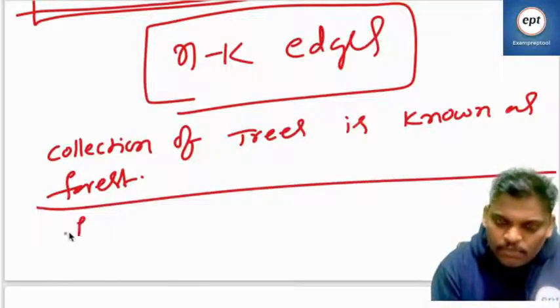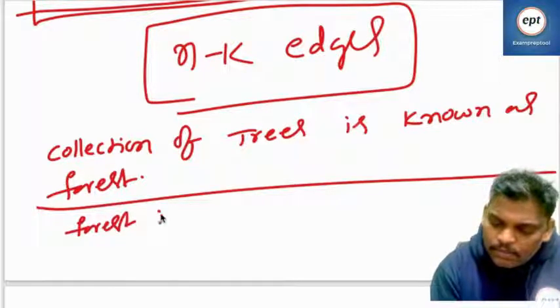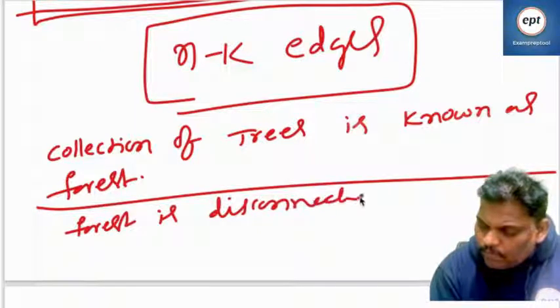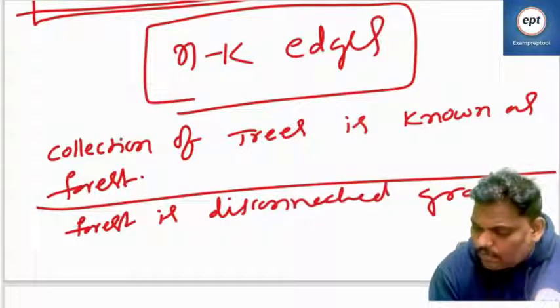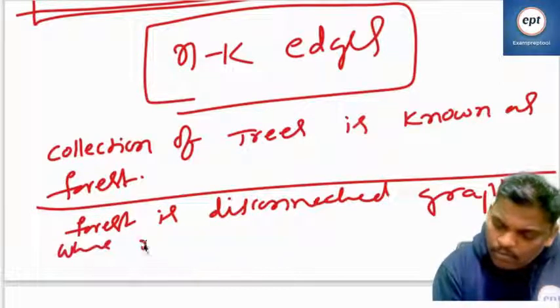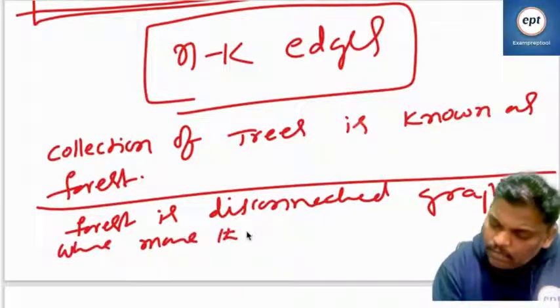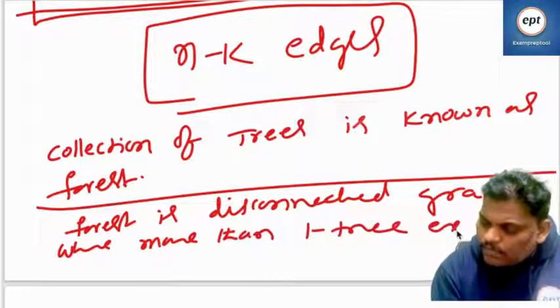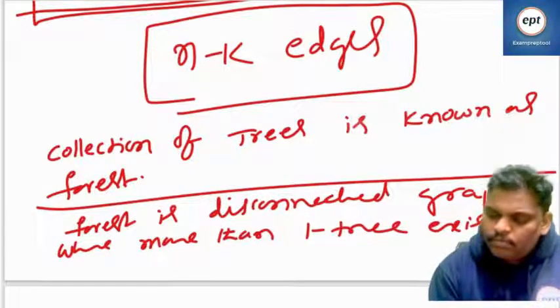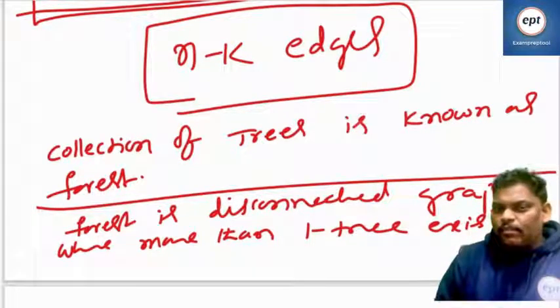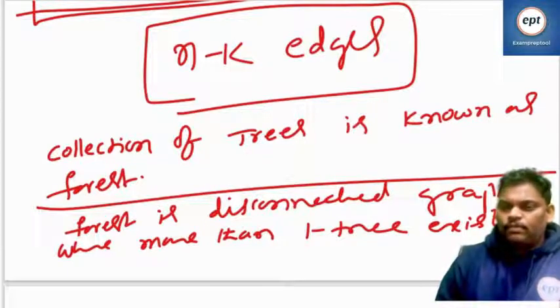I am writing that also. Forest is a disconnected graph where more than one tree exists.